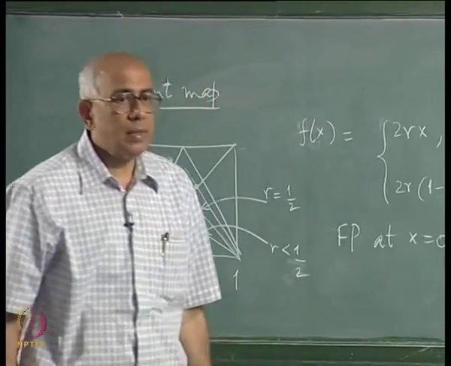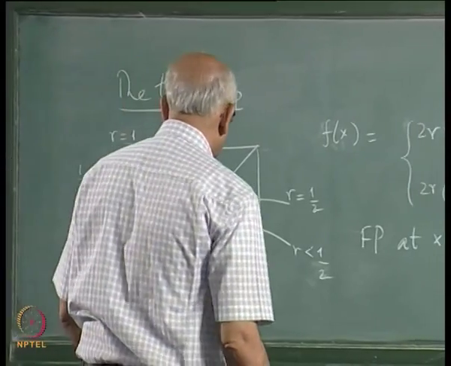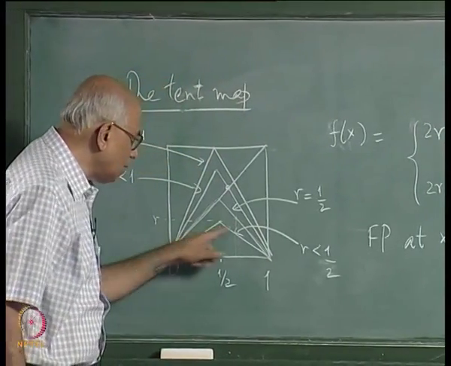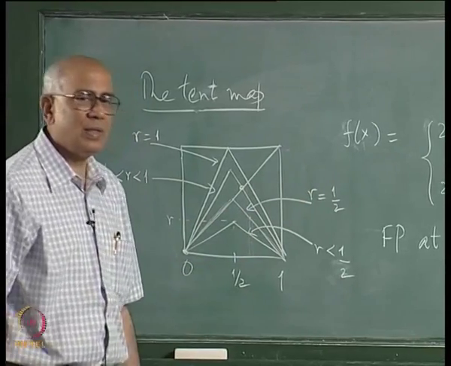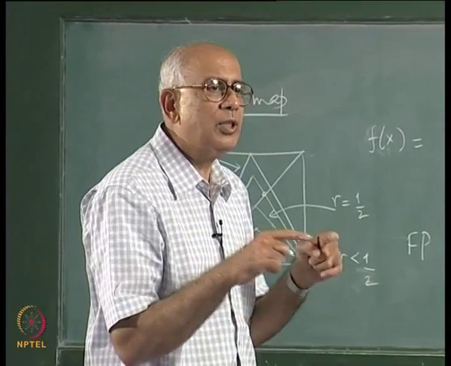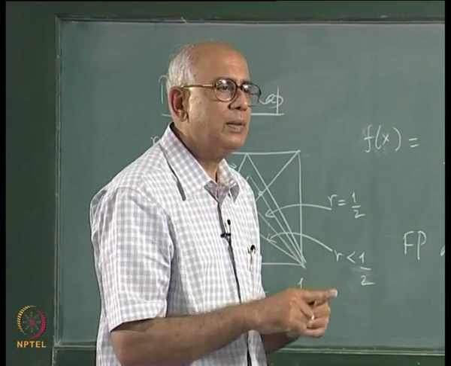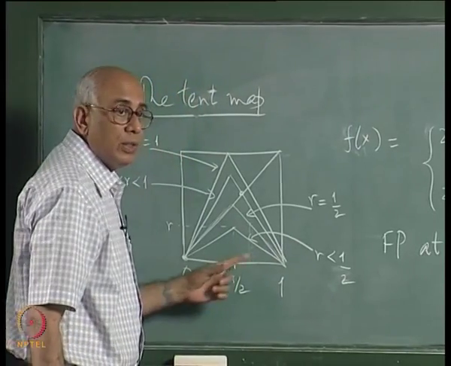What happens if r is less than a half? If r is less than a half, you have this figure. Yes, the Lyapunov exponent is in fact negative. What does that suggest to you? That the entire phase space is shrinking towards a fixed point. So even that works out, as you can check.